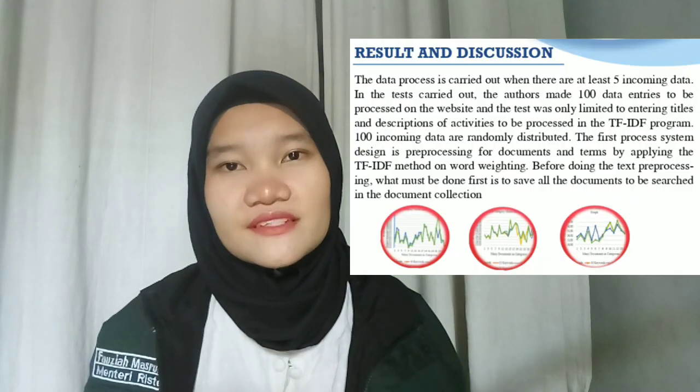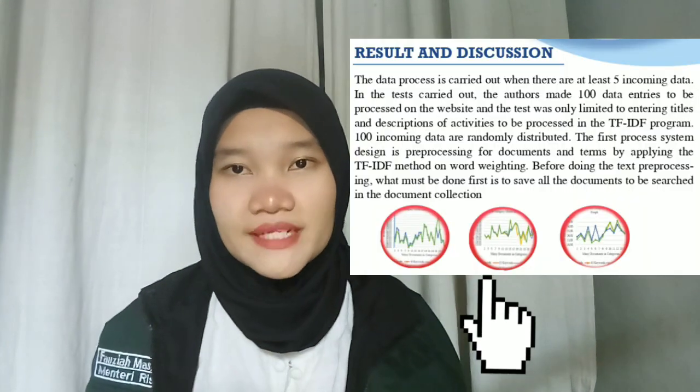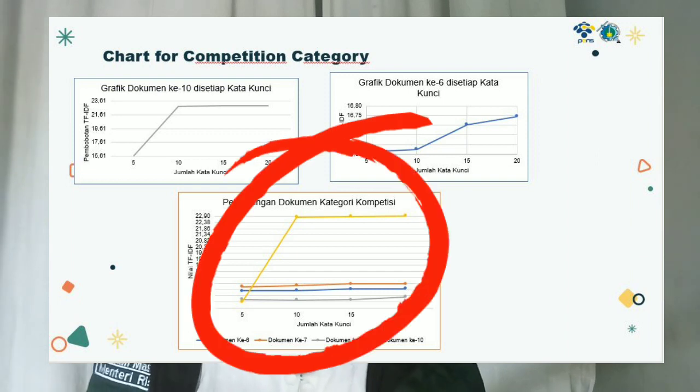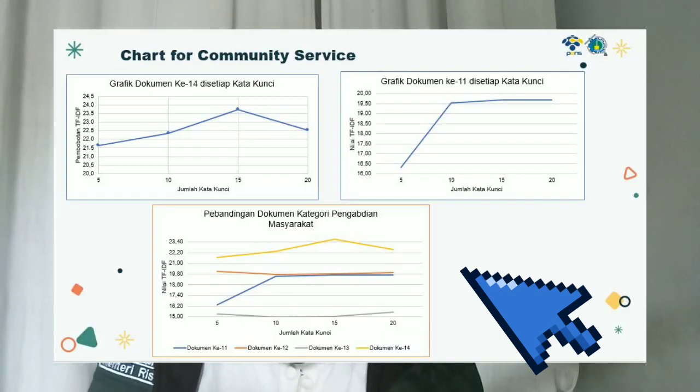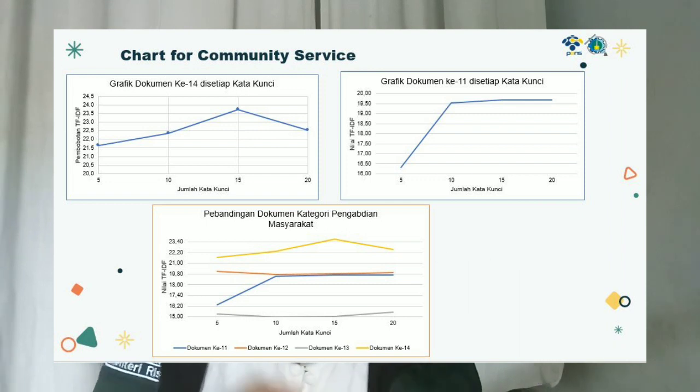The next one is the result and discussion. From this result, I collected the types of documents with each category. The first is the competition category. For the characteristic of the competition category presented in the following graph, it tends to increase. And in the student category, the result of each document tends to decrease after the FIDF calculation. For the community service, the graph result is fluctuating, up and down.